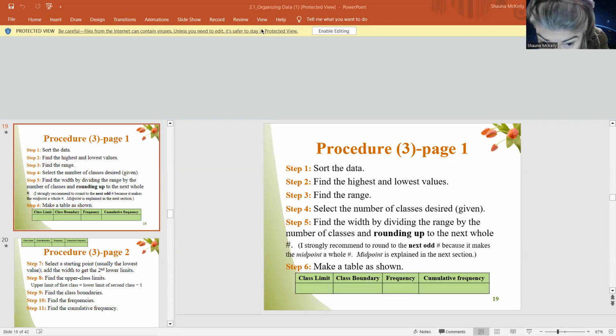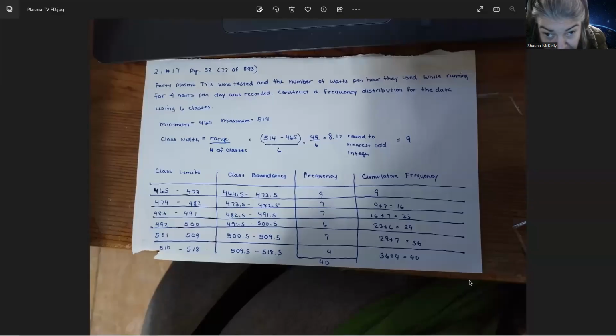This was a version of the problem that we were actually given. If you have the textbook, this is section 2.1, number 17, page 52 if you have the physical text, page 77 if you're looking at the ebook text. It is numbered differently on your homework, but this is the problem about the plasma TVs.